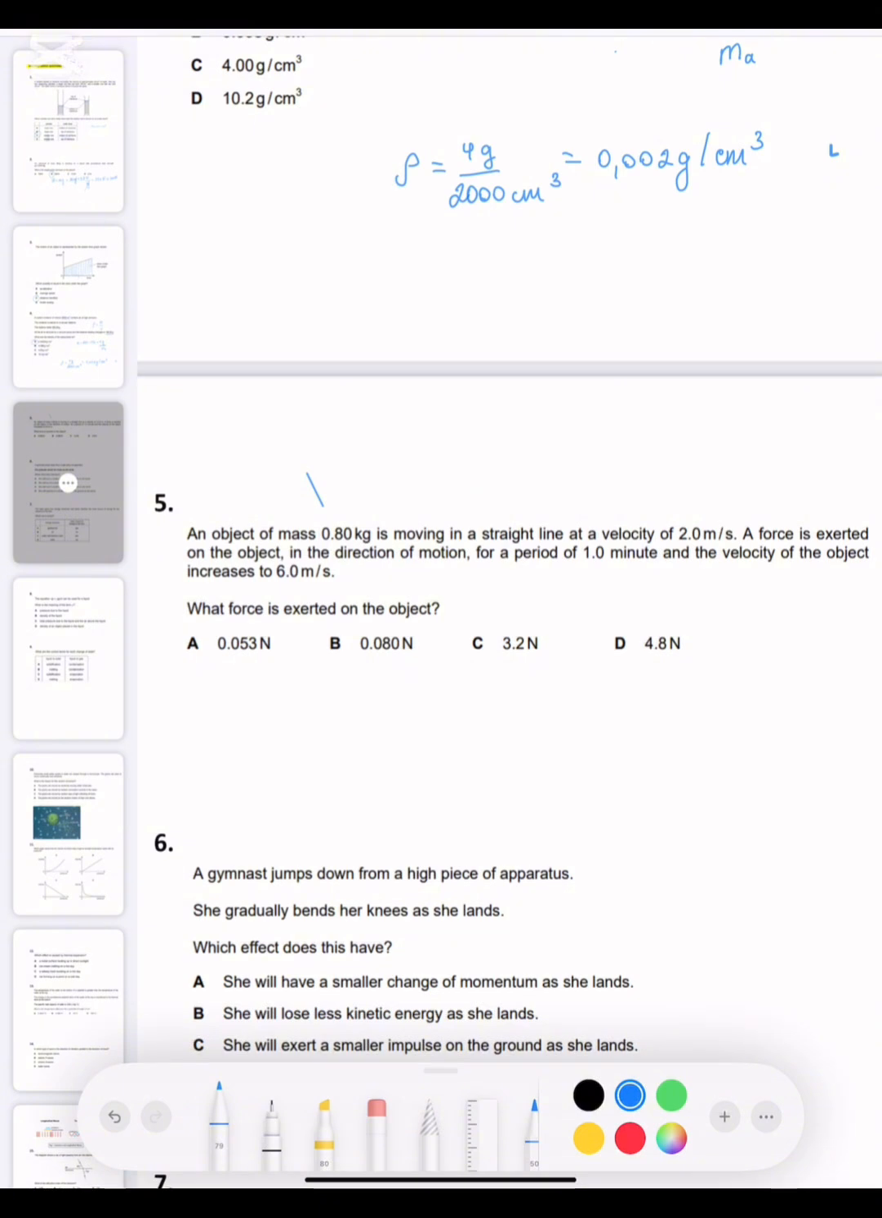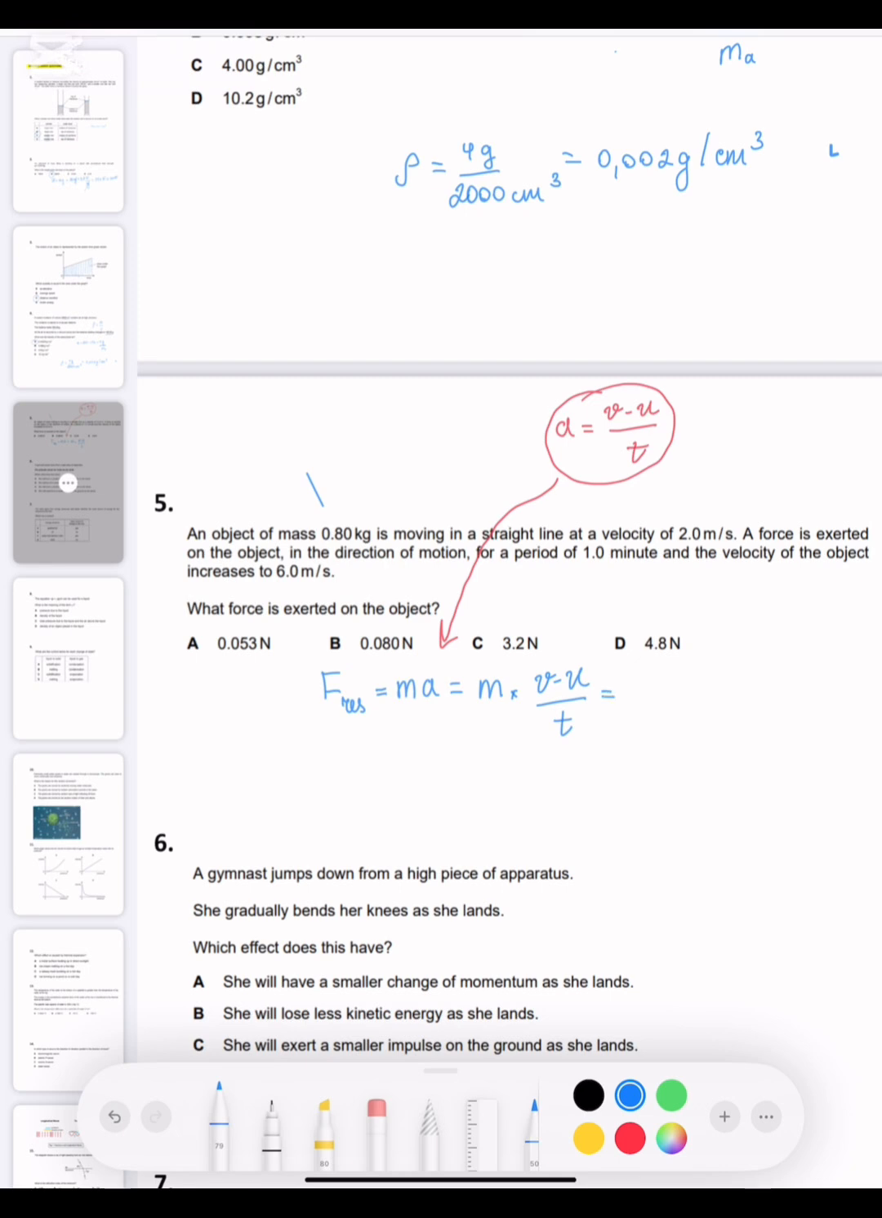To calculate the force exerted on object, we need to use Newton's second law of motion, which is resultant force is equal to mass multiplied by acceleration. Let's remember formula for acceleration. Acceleration is rate of change of velocity. So acceleration is v minus u divided by time. Let's substitute this formula in the first formula. F equals m multiplied by v minus u divided by time.